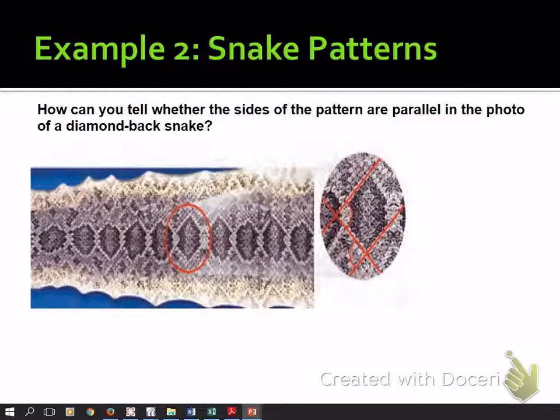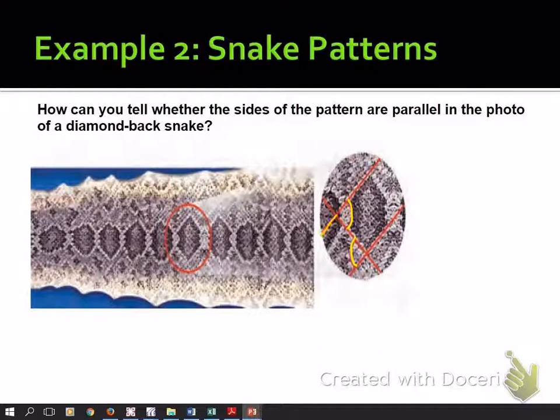Okay, so the question is, the sides of the pattern, are they parallel? Can you tell? Well, I'm not sure in your notes if you can tell very well. And you might not be able to tell a whole lot better in this picture up here. But we're supposed to know that these angles are congruent.